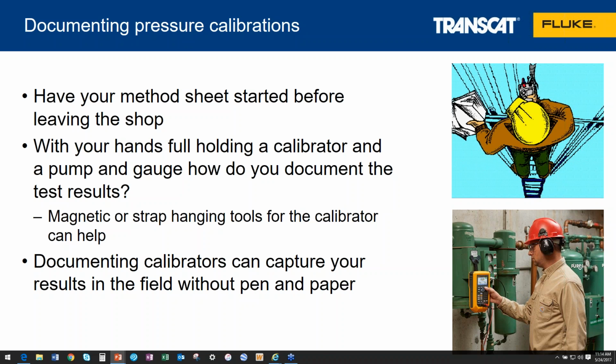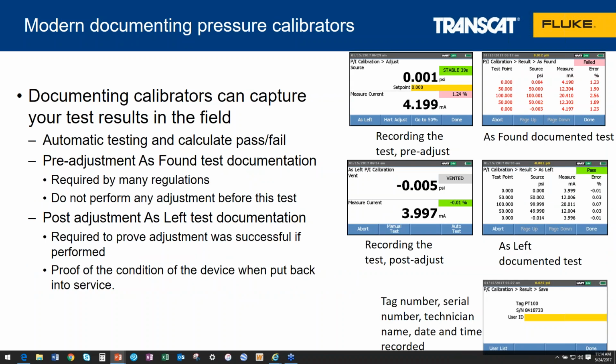And then, of course, there are a variety of different types of documenting calibrators, a variety of manufacturers that can capture results in the field without pen and paper, eliminating the need for technicians to transcribe and write that information down. So more about modern documenting calibrators. They can capture your test results in the field, and one of the beauties of them capturing the results is they do eliminate transcription errors.